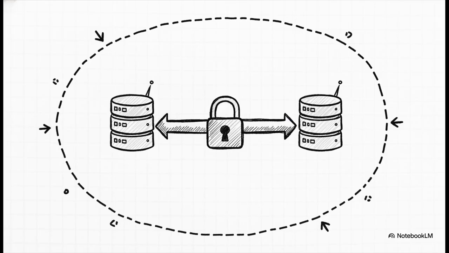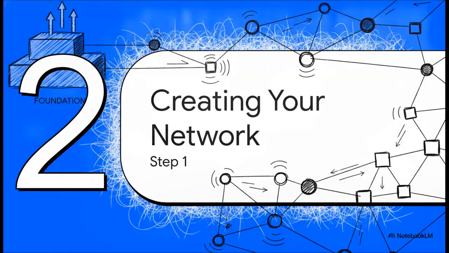So what does this actually look like? By the end of this explainer, you're going to have a functional 10.0.0.0/24 network architecture. Inside that network, you'll have 2 live agents, each with their own virtual IP, chatting with each other over a highly secure encrypted tunnel. Moving to part 2, creating your network.